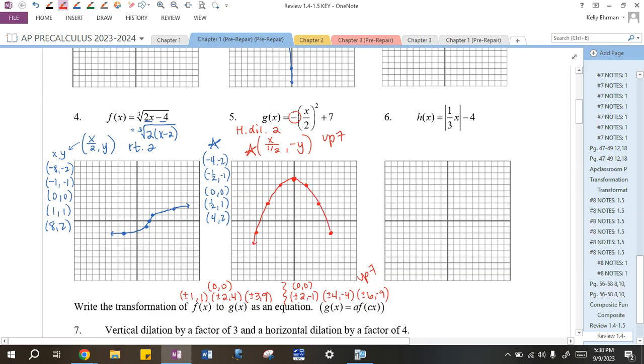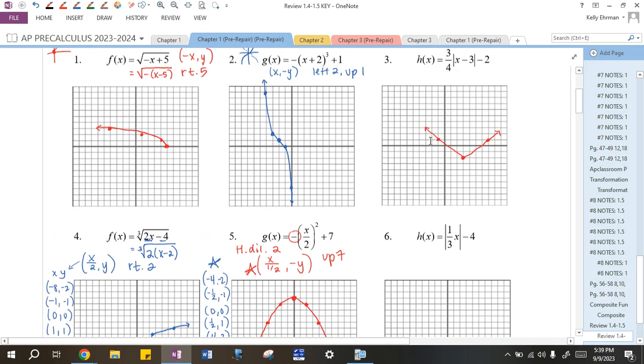Someone asked me on Friday, I think it was, is a horizontal stretch the same as a vertical shrink? And the answer is no. They both make the graph look wider, but they don't change the shape at the same scale or rate. So that is different. This is different than me just saying 1/2 y.